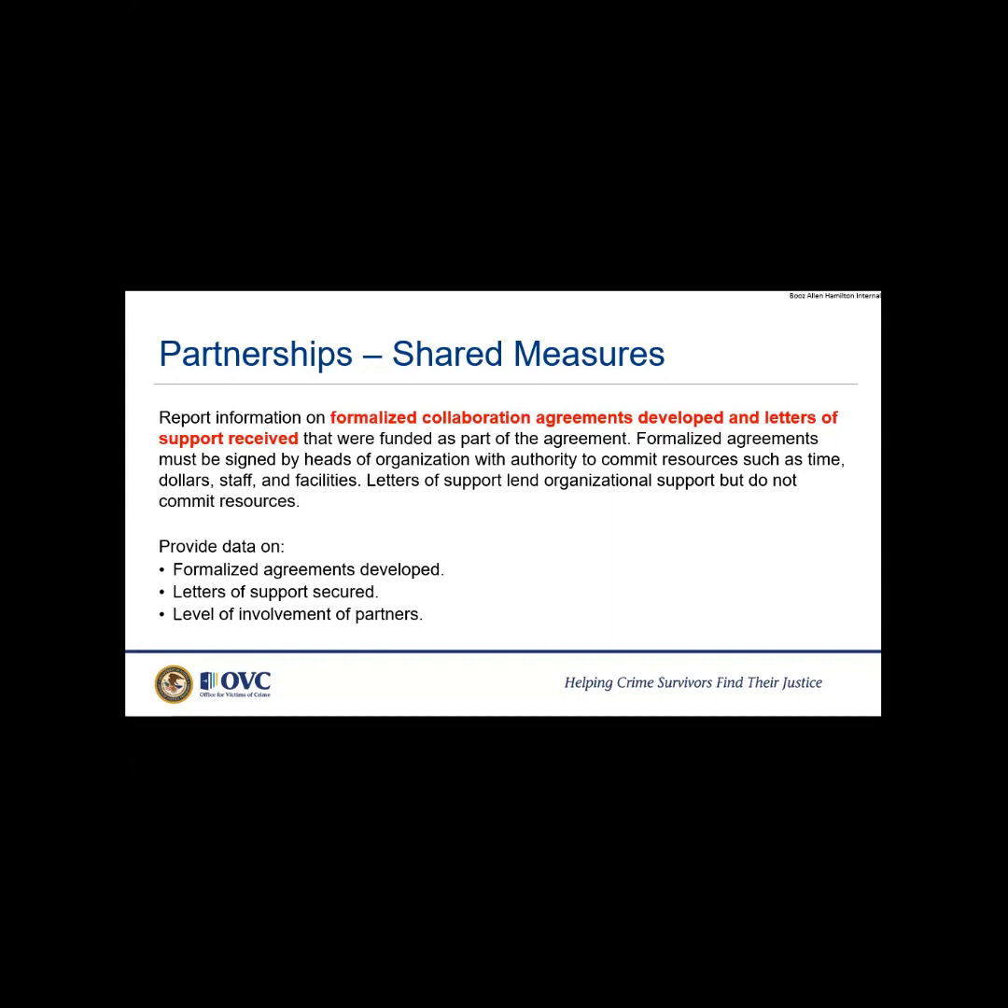So the difference is that these are formalized agreements. So we're speaking to formalized agreements and letters of support. Formalized agreements are those that are signed by heads of organizations with authority to commit resources, whether it's time, dollars, staff, or facilities. And then letters of support are considered those that just lend organizational support but do not commit any resources. Grantees and subgrantees are to provide data on the formalized agreements developed, letters of support that are secured, and the level of involvement of the partners. This is actually in table form, where you identify the level of involvement of the different partners that you listed as part of the work that you're completing with grant funding. Next slide.